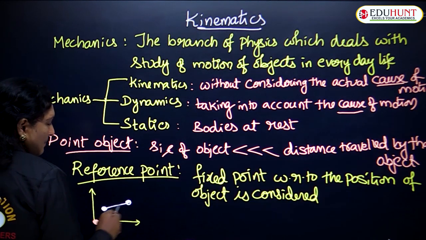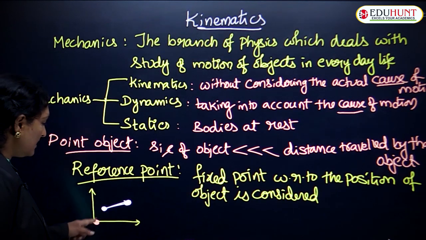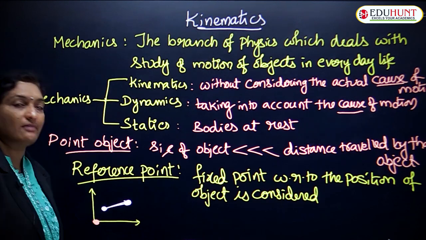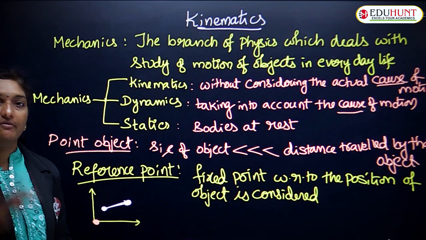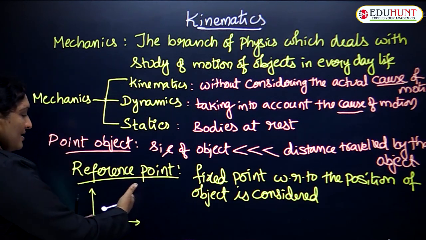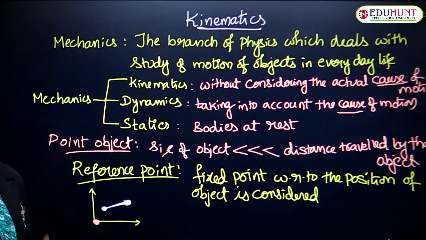So let us suppose that some body is traveling from one position to another position. Here is its initial position, here is its final position. Then the initial position, we have to measure from the origin. The final position, you have to measure from the origin only. So this point, from where we are marking the position of the object, initial position and final position, is called a reference point.